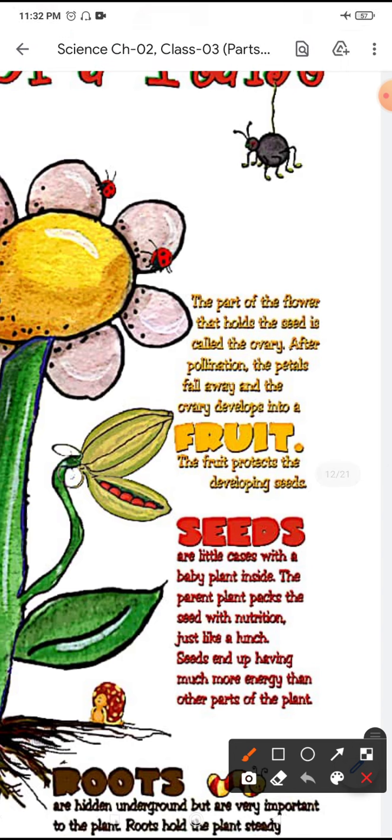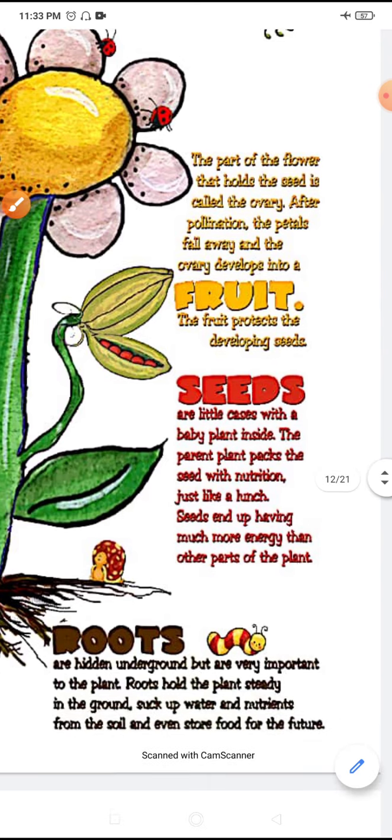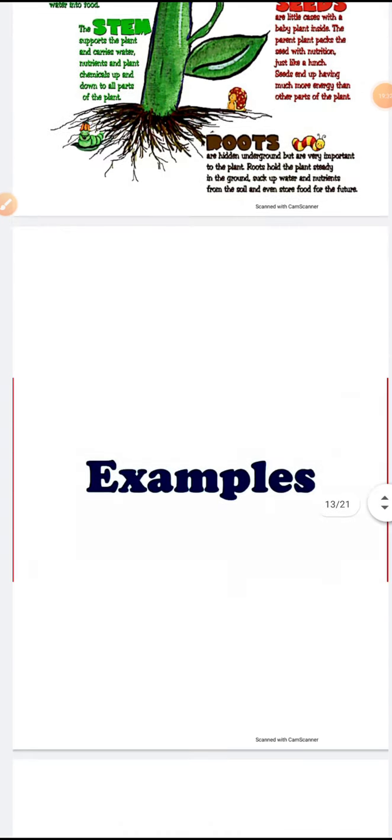Now the fruits: the part of the flower that holds the seed is called the ovary. After the pollination, the petals will fall away and the ovary develops into a fruit, and the fruit protects the developing seed. See how this fruit protects the developing seeds. And last is seed. So this is what you have learned in this video.